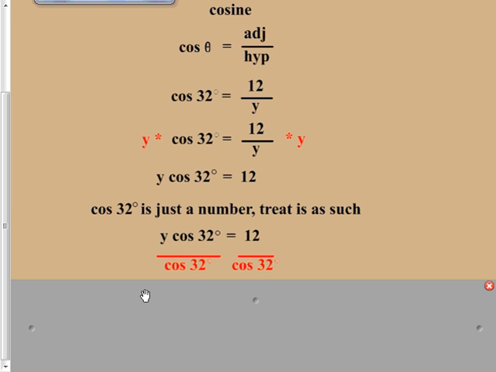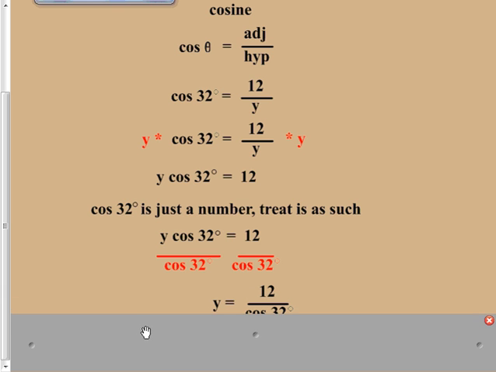On the left side, the cosine 32s are going to cancel, leaving just y. And on the right side, we would simply go to our calculator and say, hey, calculator, what is 12 divided by cosine 32? Now, if your calculator is already set up, it should still be in degree mode. It shouldn't kick itself back out of degree mode or anything like that. But always check your calculator. Make sure you're in degree mode. If you don't, you will get a strange answer.